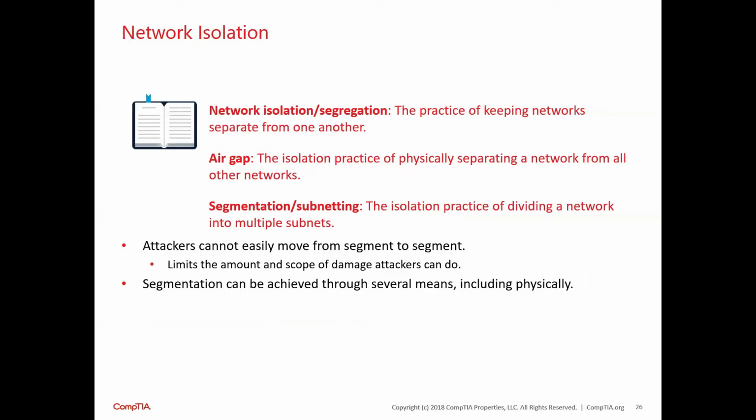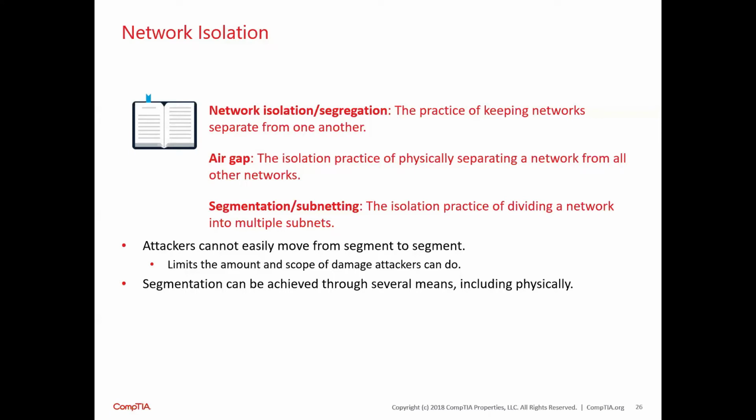You can use the VLAN, virtual LAN, and also other things like subnetting or segmentation, which is the practice of dividing network into multiple subnets or smaller segments, and the air gap, which is the isolation practice of physically separating a network from all other networks. The main objective of network isolation is that the attackers cannot easily move from segment to segment because we provide limited areas to be explored.